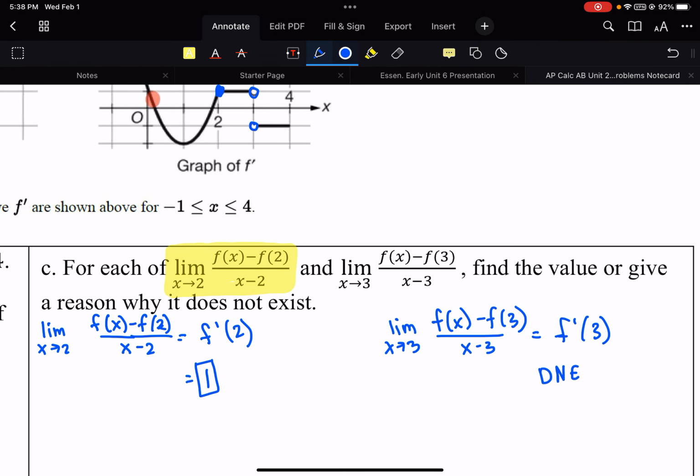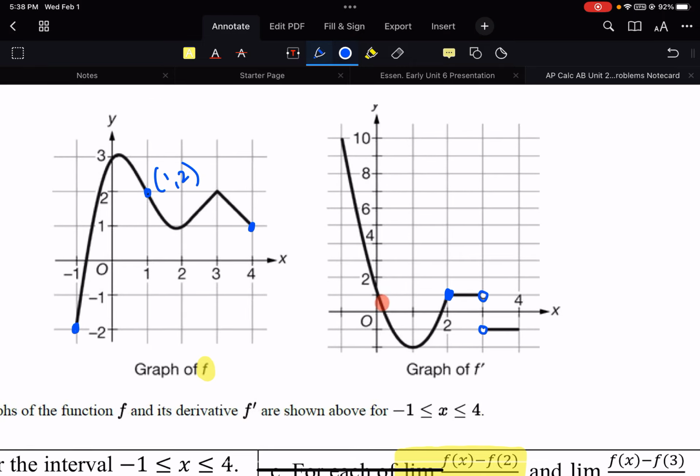So you want to say it doesn't exist, but you also want to give a reason why. You've got a couple different options. One, you can say that f primed of 3 does not exist. Or probably an even better answer would go back to the original graph of f and say at 3 there's a sharp turn in the graph, which means the derivative wouldn't exist. Because then you're showing them that you understand sharp turns prevent differentiability.